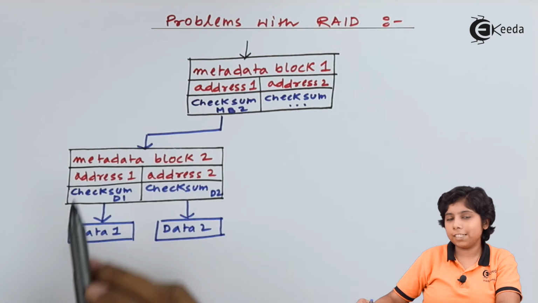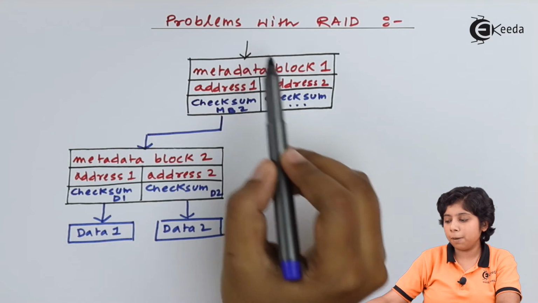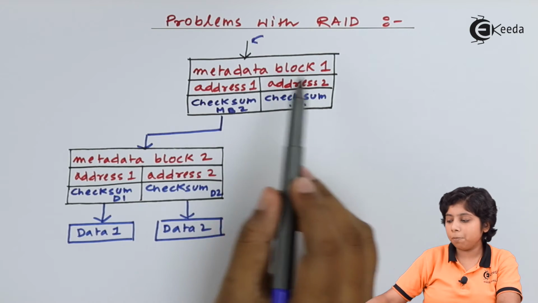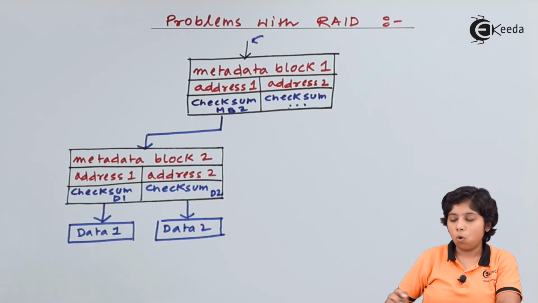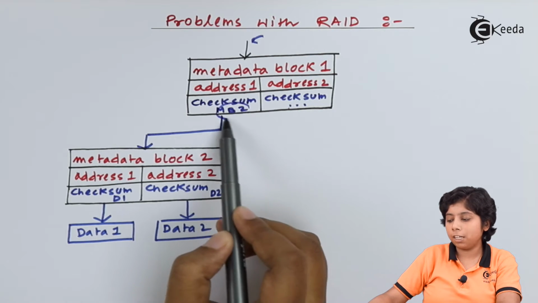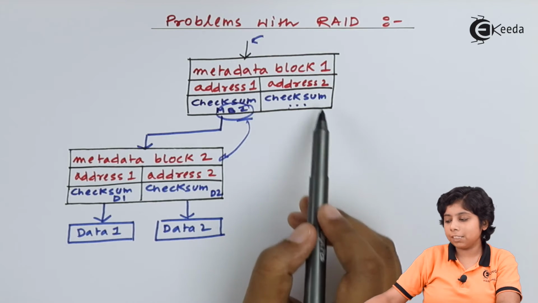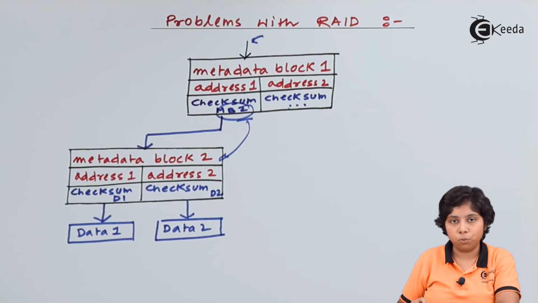Here we can see a traditional ZFS pointer system. First, the metadata block is pointed to by some directory structure. Then the metadata block contains two addresses for storing two checksums. One checksum is for another metadata block, that is metadata block 2. And the checksums for some other metadata blocks or data are stored in this address 2.